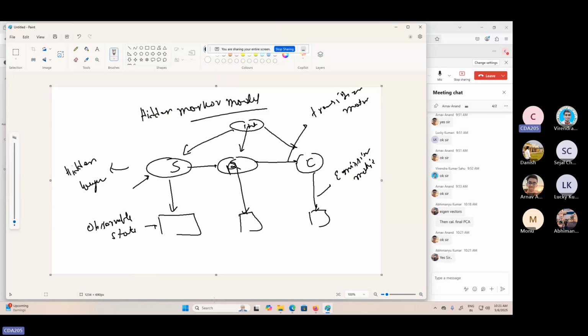Now what is the problem with the hidden Markov model? Can anyone tell? What are the problems with the hidden Markov model? So we have seen two things.